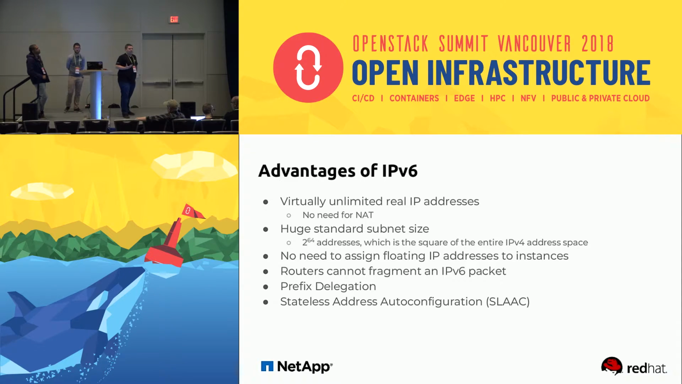Routers cannot fragment an IPv6 packet. It's actually not possible to do. If a router receives a packet that doesn't fit its MTU, it will actually send an ICMPv6 packet back saying, that was too big, this is my maximum MTU. There's prefix delegation, which I'm going to talk about in a little bit, and SLAAC, or stateless address auto-configuration. So let's talk a little bit about those.